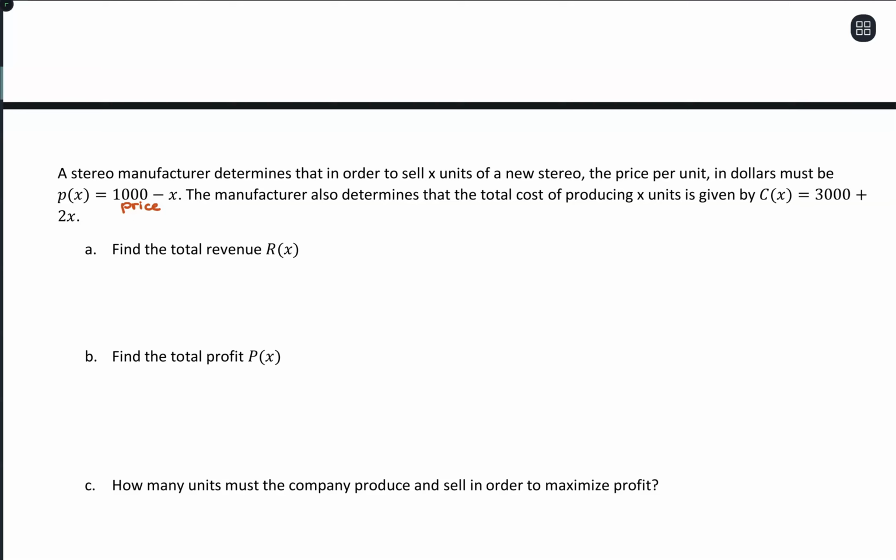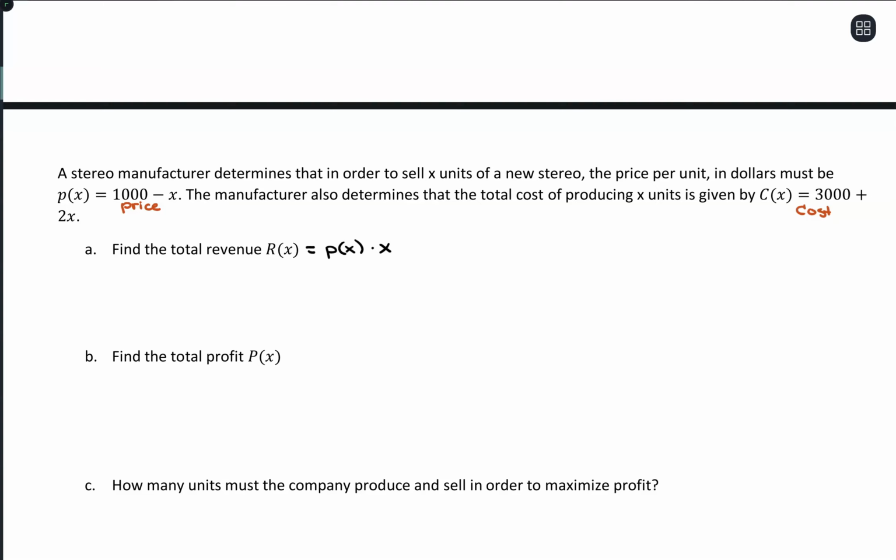The manufacturer also determines that the total cost of producing X units is given by C of X equals 3,000 plus 2X. So that's our cost. So find the total revenue R of X. So as a refresher, R of X comes from taking the price times quantity.